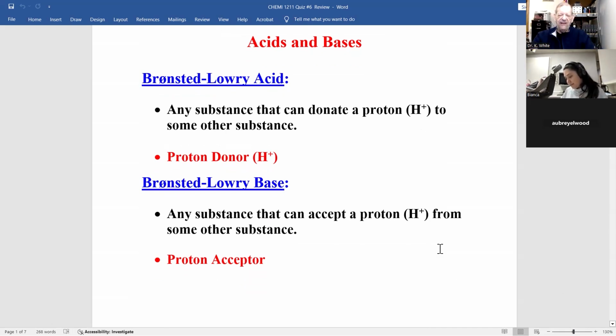Don't worry about the Arrhenius theory. The Bronsted-Lowry has replaced it. Nobody uses Arrhenius.